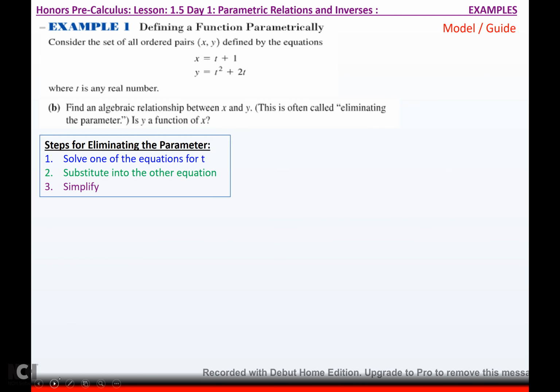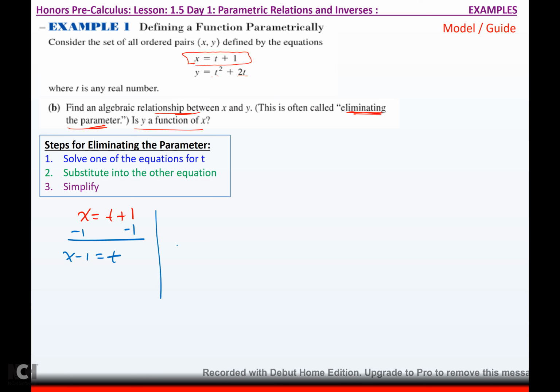Alright, so B says find an algebraic relationship between x and y. We just did that on the calculator. Now we're going to do it by hand. When you find that algebraic relationship, it's called eliminating the parameter. And they also want to know, is y a function of x? So what we do is pick one equation and solve it for t. This one's going to be the simplest to solve for t because there's only one t in it. This one has a t squared and a t. You can do it, but that's going to be a pain. So I'm picking my first equation, x equals t plus 1, and I'm going to get t alone. To get t alone, I subtract 1, and I get x minus 1 equals t.